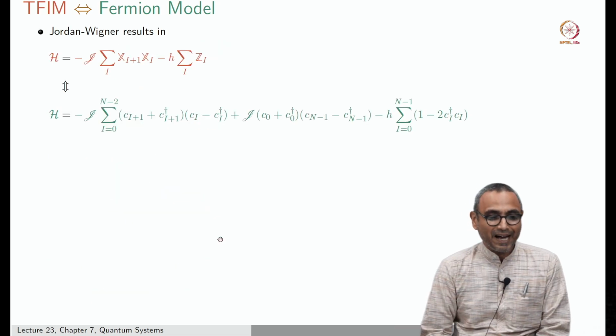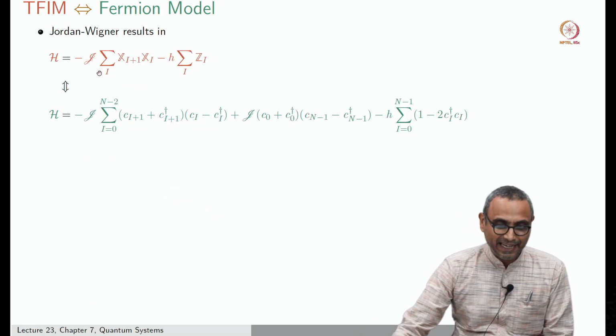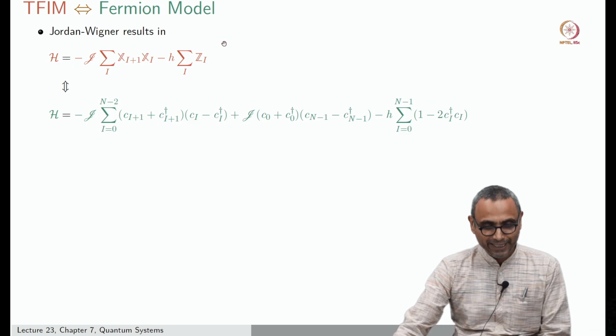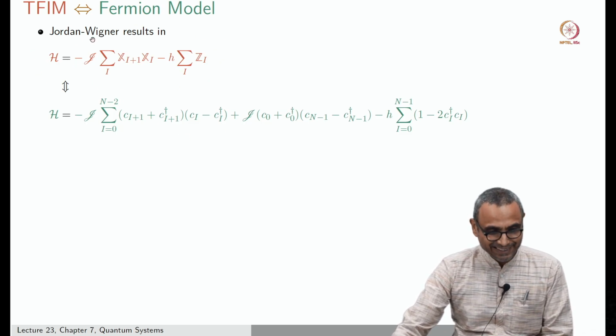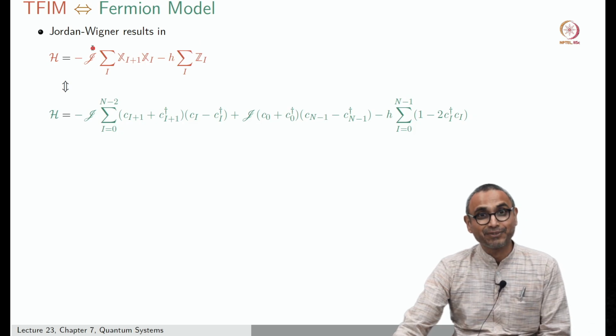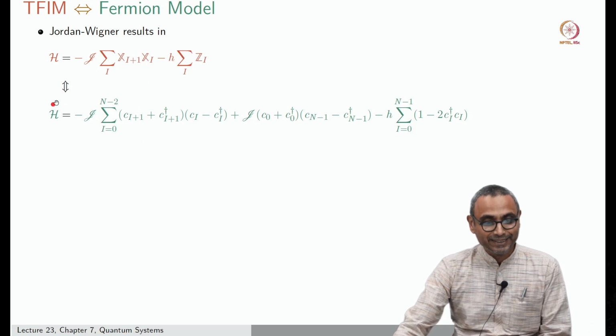So now if I take the results that I had on the previous slide and put them into this Hamiltonian, I will see that this Hamiltonian in the qubit language will transform to this Hamiltonian in the fermion language.